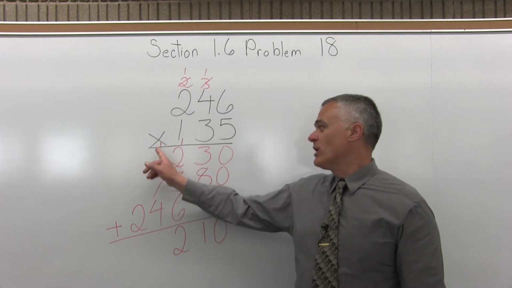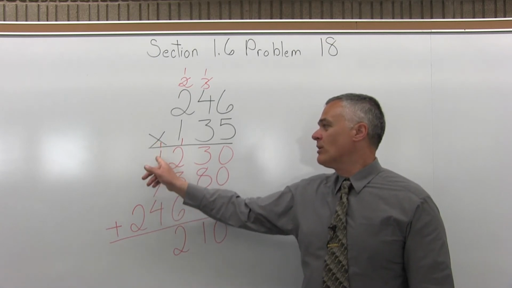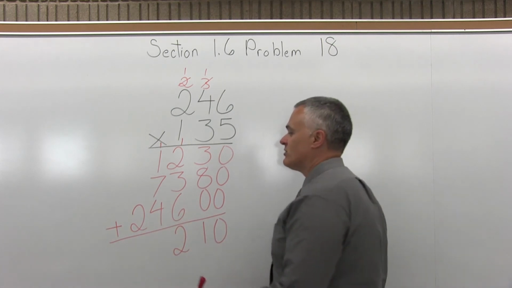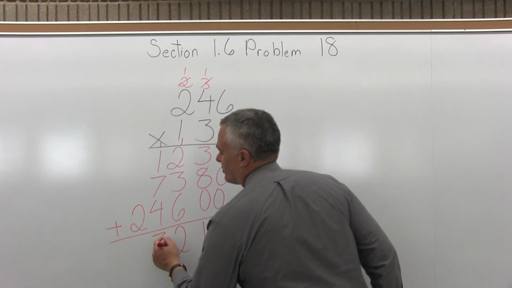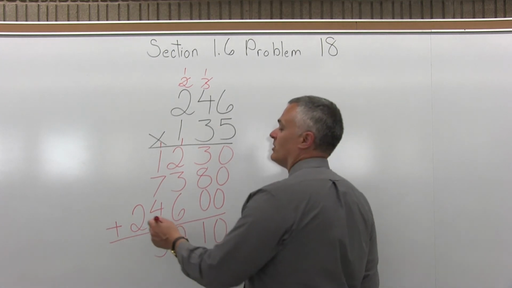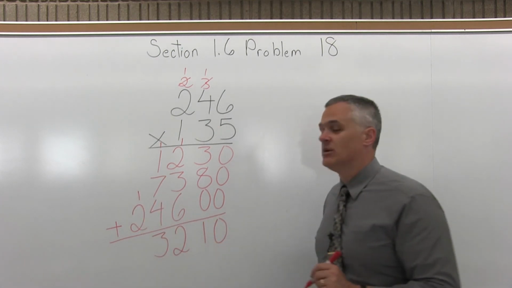And now I will add 1 plus 1 plus 7 plus 4. 1 plus 1 is 2. 2 plus 7 is 9. 9 plus 4 is 13. So again, I put the 3 from the 13 under the column where I'm working, and then I carry the 1 from the 13 to the top of the next column to the left.